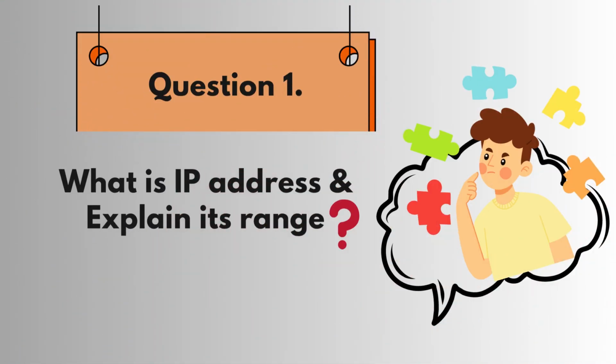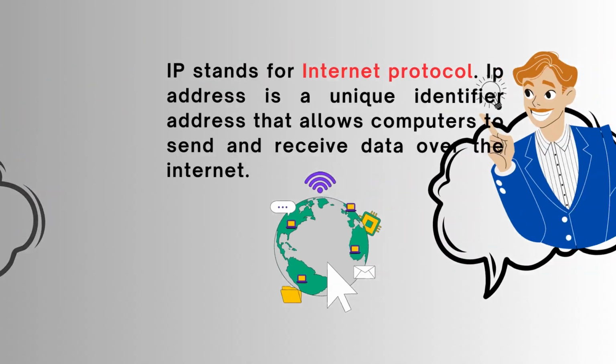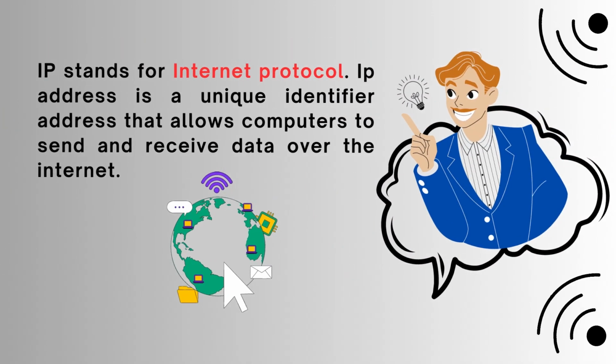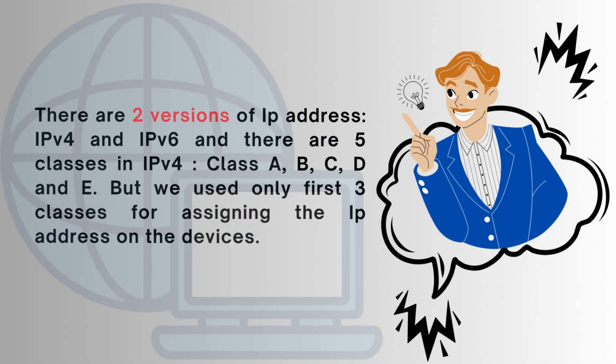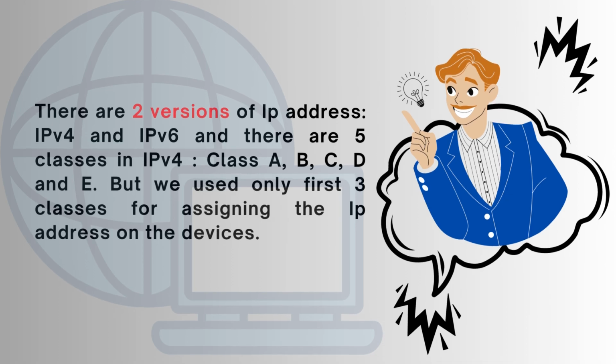Question 1. What is IP address? Explain its range. IP stands for Internet Protocol. IP address is a unique identifier address that allows computers to send and receive data over the internet. There are two versions of IP address, IPv4 and IPv6, and there are 5 classes in IPv4: class A, B, C, D, and E. But we use only the first 3 classes for assigning the IP address on the devices.